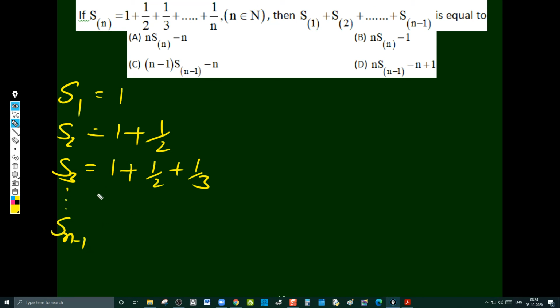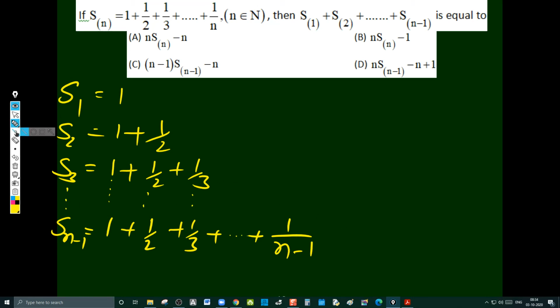Sir, HP है पूरा. Minus 1. Sn minus 1, please. Sn minus 1. 1 plus 1 by 2 plus this and so on and so on. 1 by 3 plus and so on plus 1 upon n minus 1. Correct or not? Because Sn is given to be 1 by n, sir. So पूरा series.